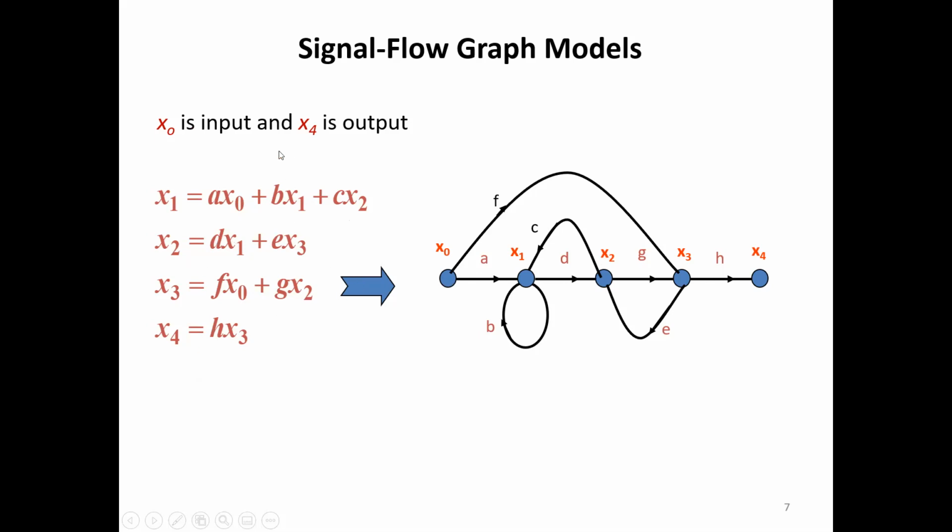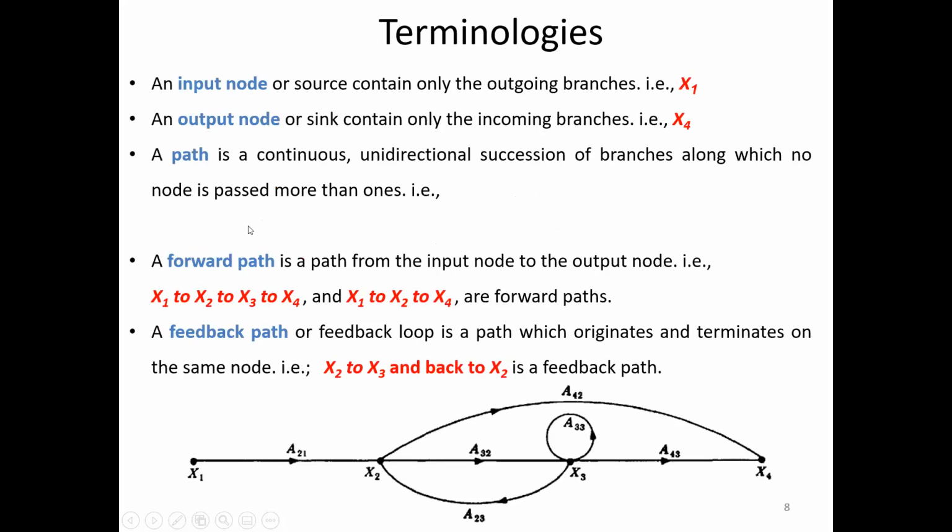And anyway, x0 is the input node which doesn't require any equation. Okay, so we have these x1, x2, x3, x4 nodes, and the number of equations should match, and we have the graph for that. So this is another type of model wherein we have one input and one output for the graph. Next, terminologies. We will be using a few terms here with respect to the signal flow graph.